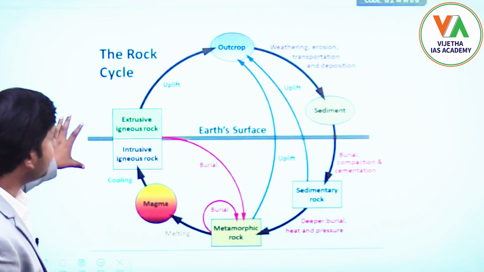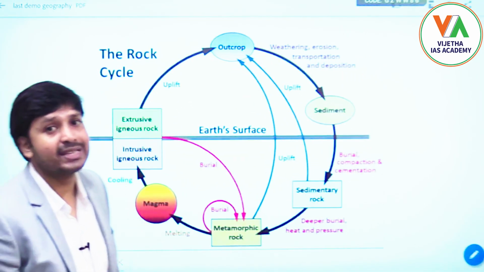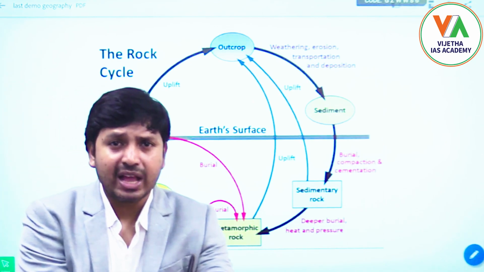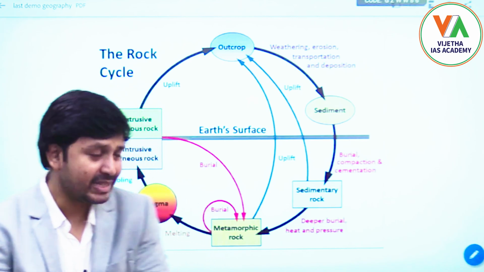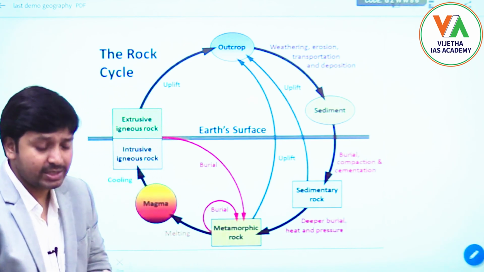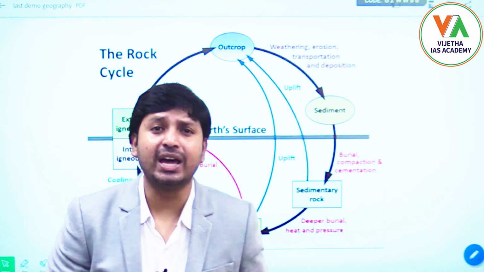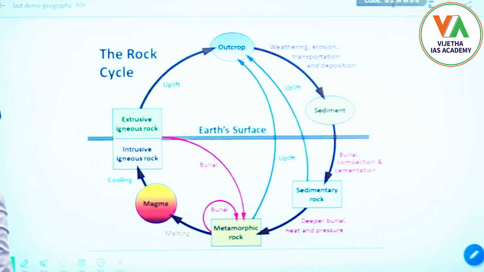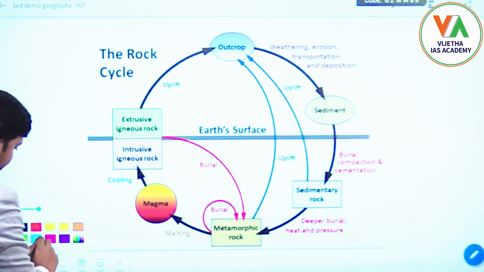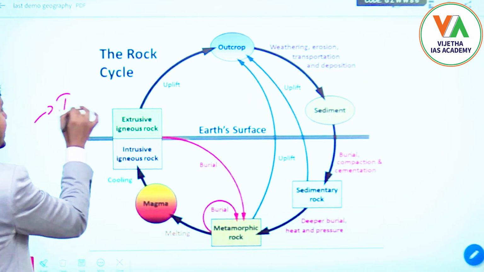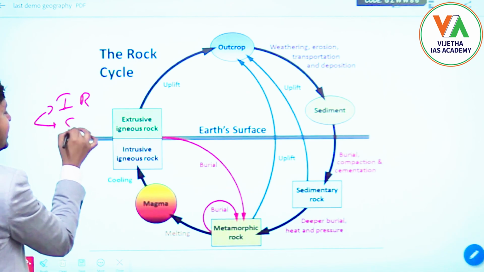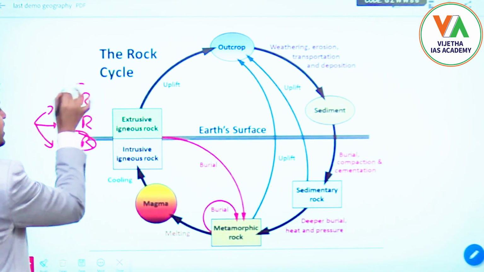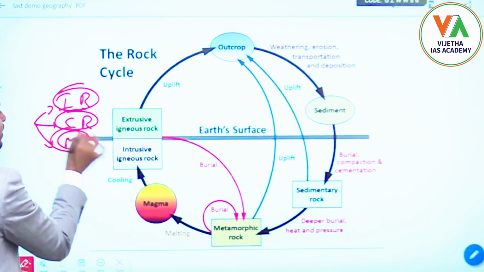From this picture we can know the complete rock cycle, how the different rocks are formed and what the names of these rocks are. Everything we can know from this one picture itself. Generally, the rock systems in this entire world can be divided into three groups: igneous rocks, sedimentary rocks, and metamorphic rocks.